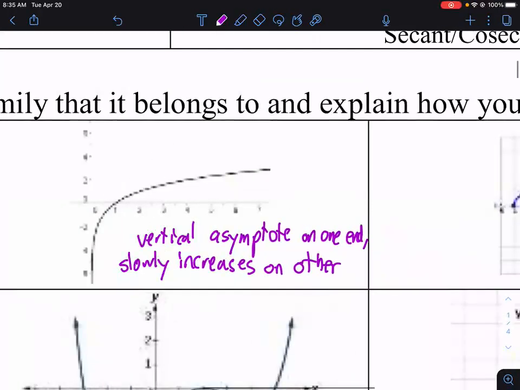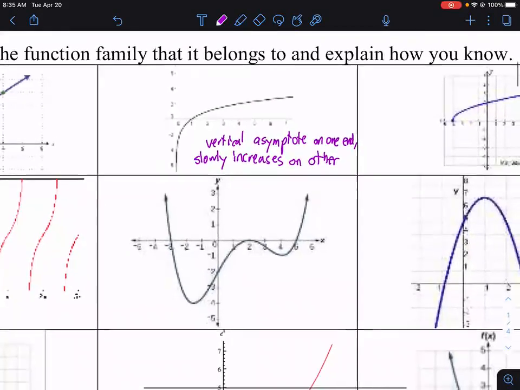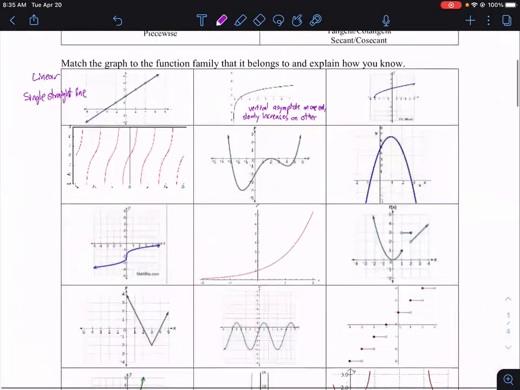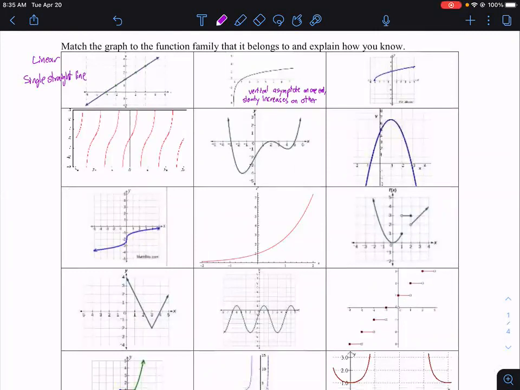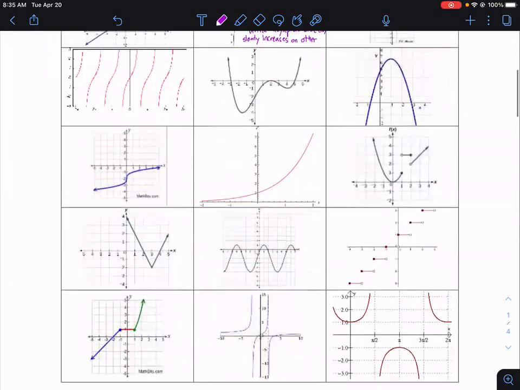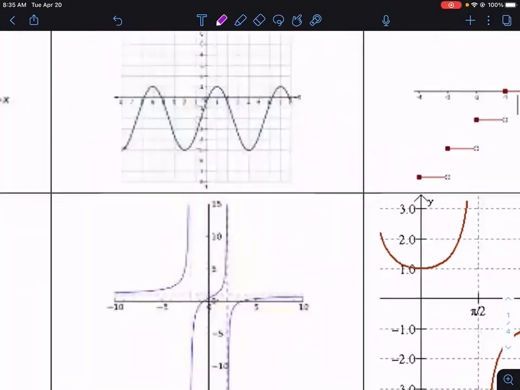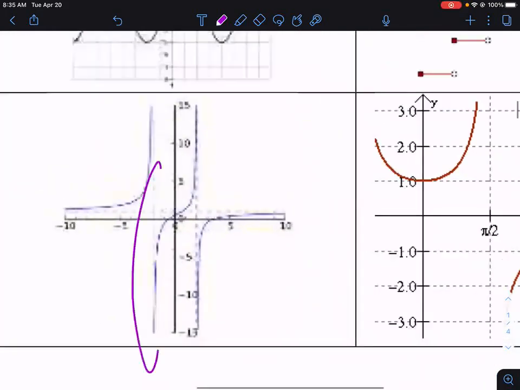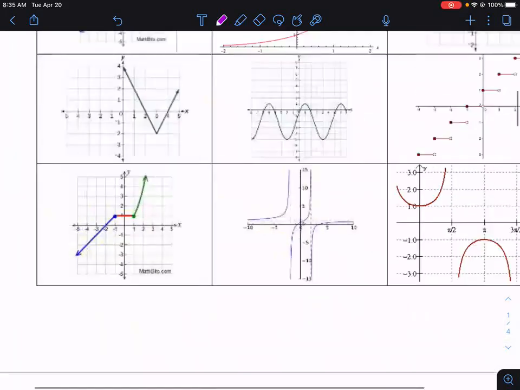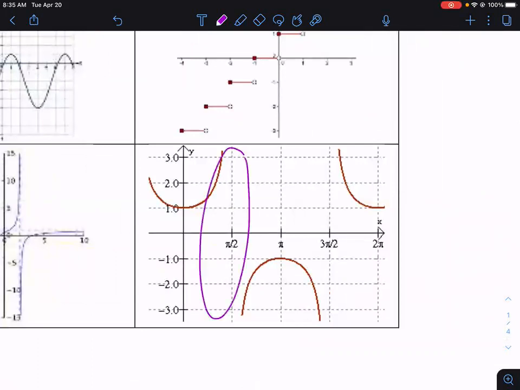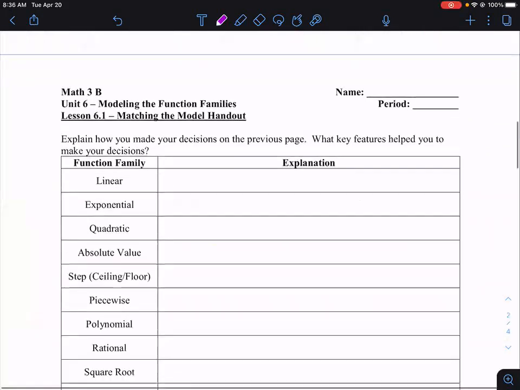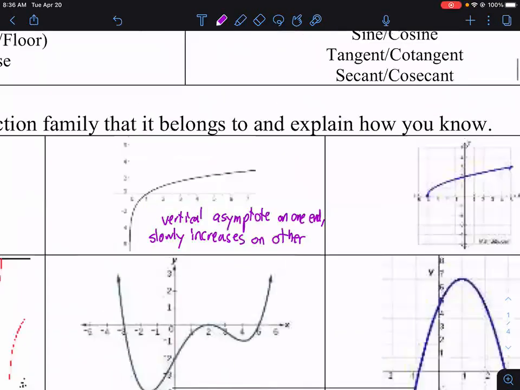Okay, so that's the description, right? And again, your description needs to be specific to this graph. So you just look, is there any other graph with a vertical asymptote on one end and it slowly increases in the other? So like this graph down here, bottom middle, has vertical asymptotes, but it has multiple vertical asymptotes and it doesn't increase forever. It has a horizontal asymptote as well. And this one has vertical asymptotes, but again, it's multiple vertical asymptotes and the graph is not increasing forever.